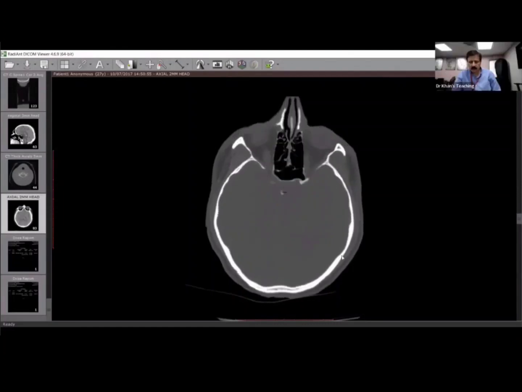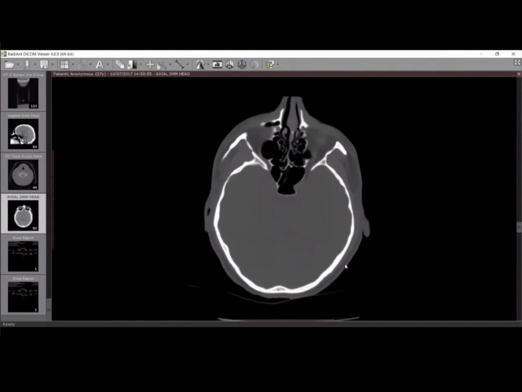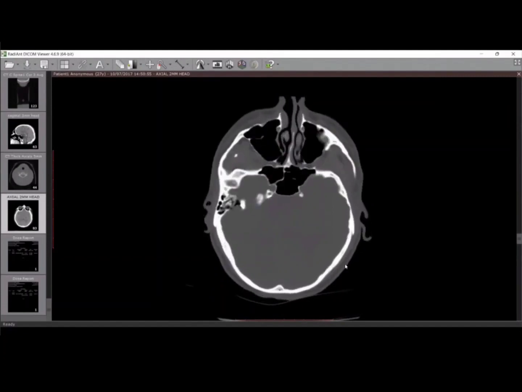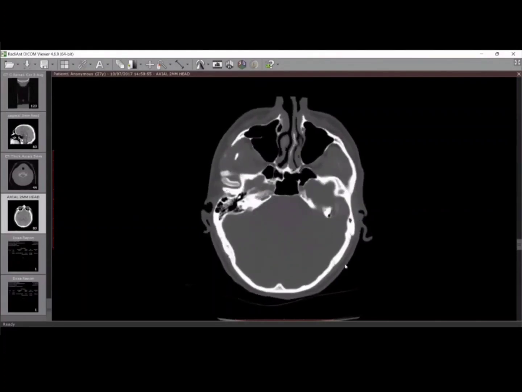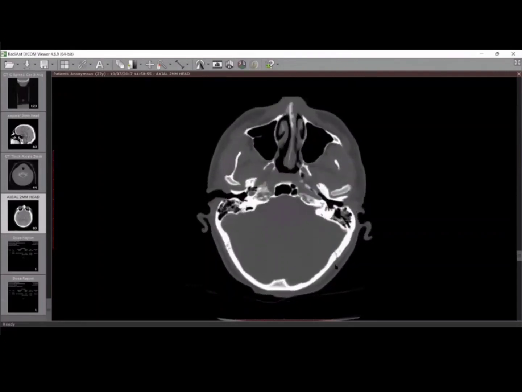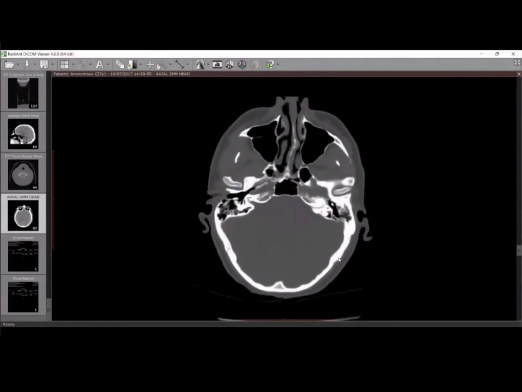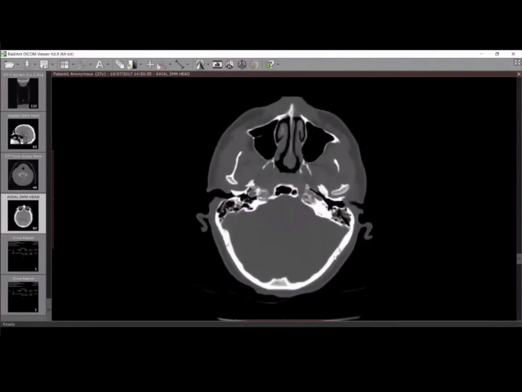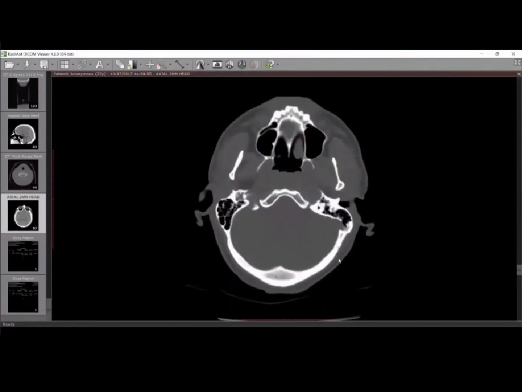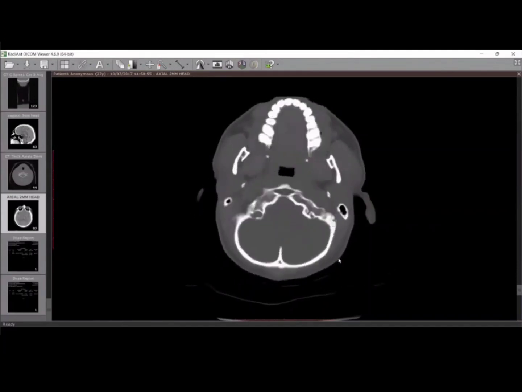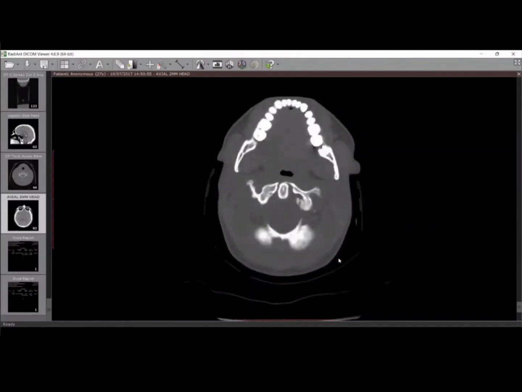Okay, so now I'm going down towards the base of the skull. I'm looking first on the left side. There seems to be a fracture involving the left part of the occipital bone. I'm pointing it with my arrow. It is the suture, don't worry. Okay, so I'm continuing down the bone windows to look for any fractures.